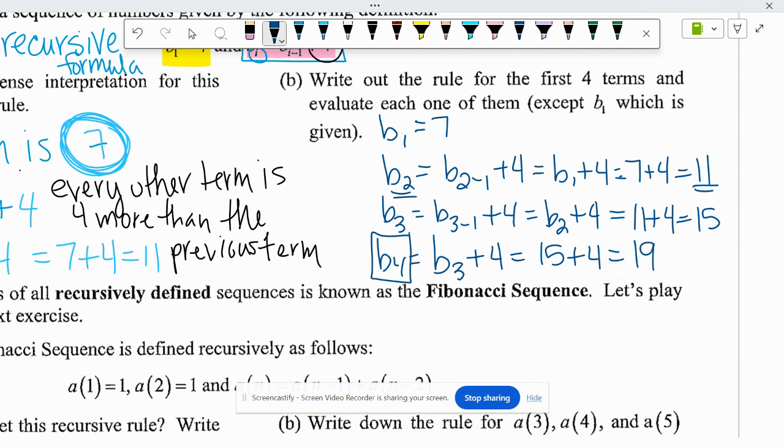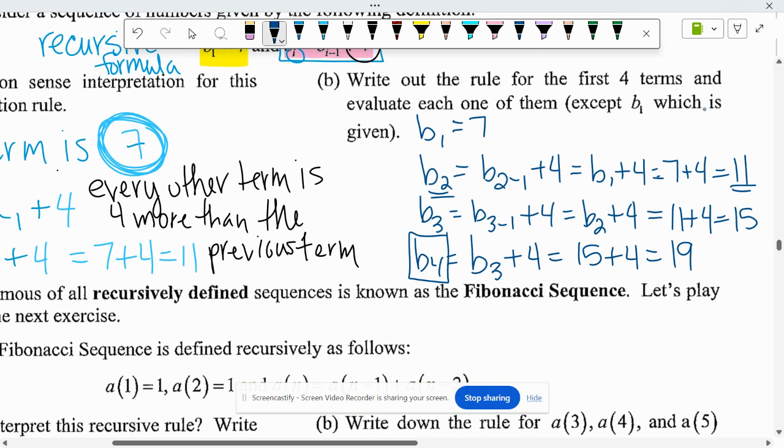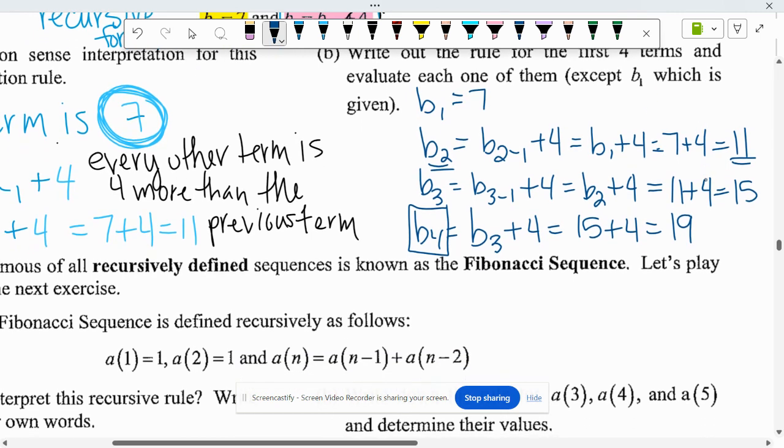So that is the rule for the first 4 terms. That's how you have to do that. That's how you evaluate that. I'm going to leave that there for a second to make sure everybody has it. Do you guys see that to find the second term, you take the first term plus 4. To find the third term, you take the one that came before it, the second term, and add 4. The fourth term, you take the third term and add 4. Okay? That subscript notation, i minus 1, I know it's confusing, but it's just saying the term that came before it. The term that came before it.